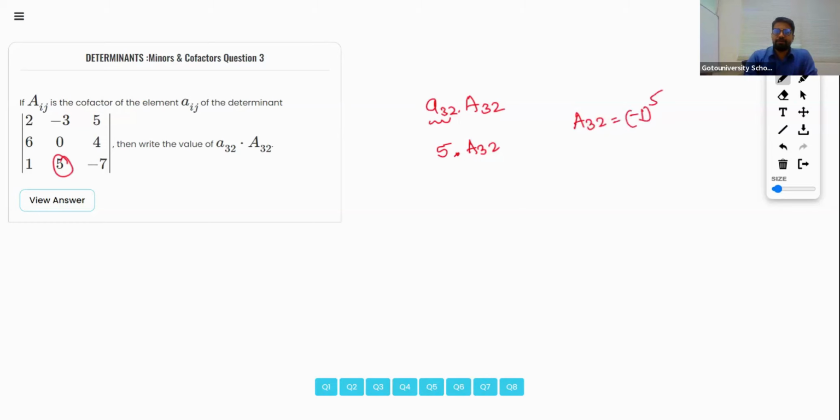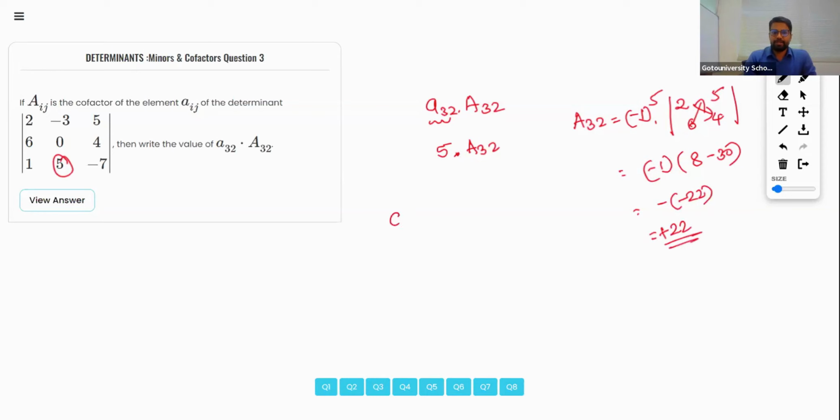Minus 1 power 5. That 5 is coming as the sum of 3 and 2. And eliminate the third row and the second column. So we end up with the minor, which is 2, 5, 6, 4. So it should be equal to minus 1 into 8 minus 30. Yes, we are going to eliminate this. 4 twos are 8, minus 30. What is 8 minus 30? 8 minus 30 is minus 22. So minus of minus becomes plus 22.